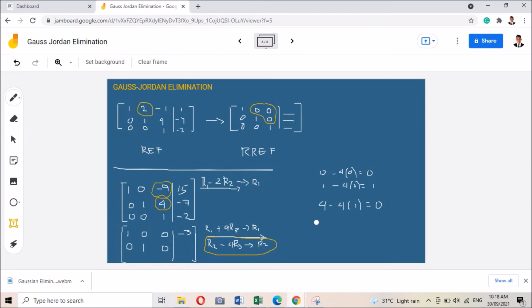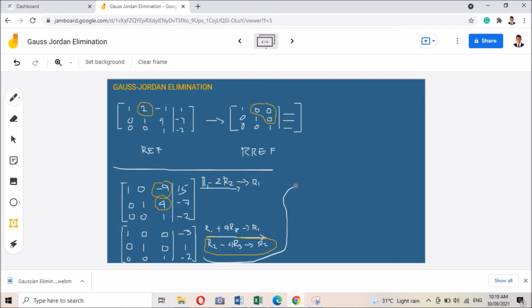The next entry is negative 7 minus 4 times the entry in row 3, which is negative 2. So we'll multiply it by negative 2. And that will give us negative 7 plus 8, because negative 4 times negative 2 is positive 8. Negative 7 plus 8 is 1. And here that will be 1. And then the last row, row 3, since we did not make any elementary row operations, we'll just copy.